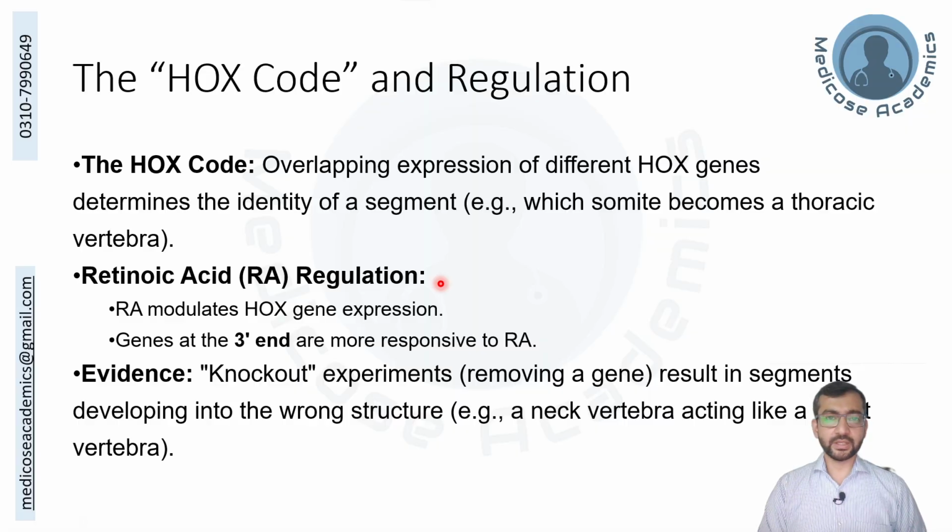So basically, this is the code of overlapping expression, and this is maintained by retinoic acid regulation. Retinoic acid helps in the development of the head end. It helps in the development of genes at that 3' end. The evidence was gathered by knockout mice where a particular gene was removed, and we saw which structure was not formed, for example the neck vertebra acting as the chest vertebra.